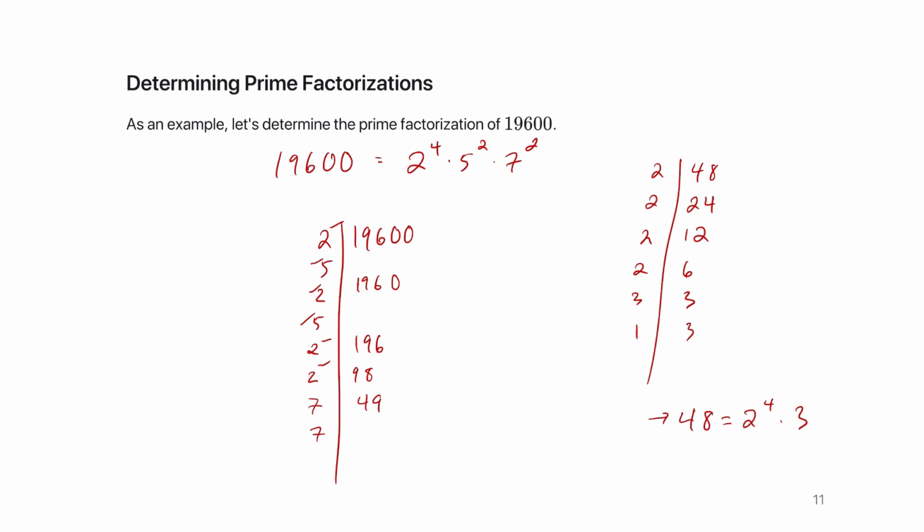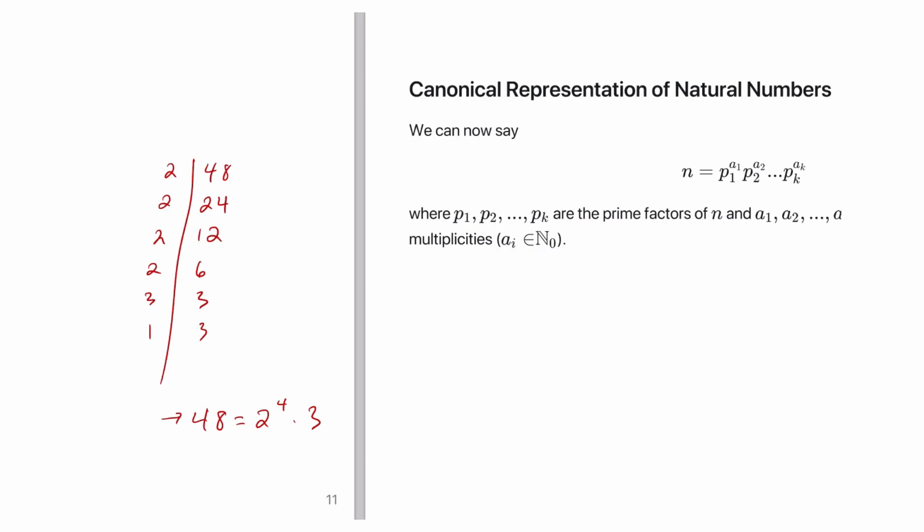If you haven't seen this sort of technique before, a good way to practice is just come up with a number and see if you can prime factor it. To know if you did it correctly, you can just multiply it on a calculator and see if it's right. Is that clear? Cool, so you'll need to know how to do this.